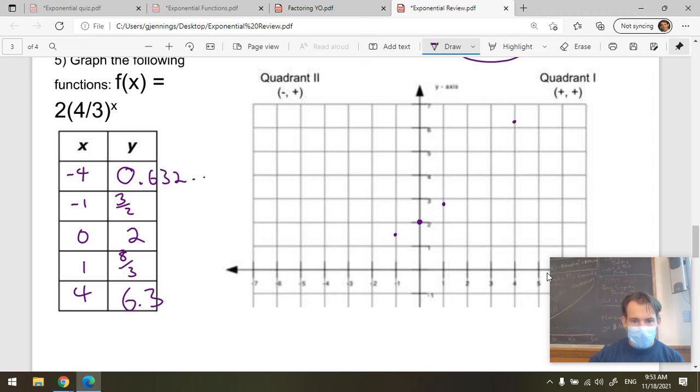So I can put that one down there as well. 0.6 is a little bit bigger than a half. This is about there. And now it's time to see if I can draw a curve through these points.